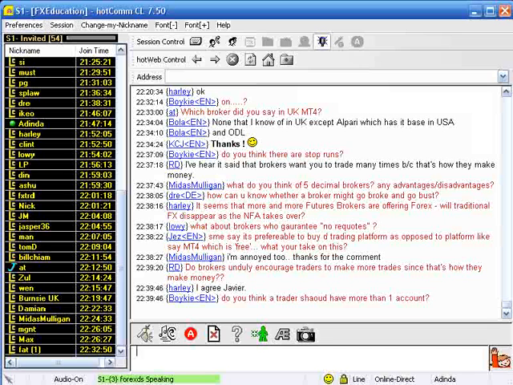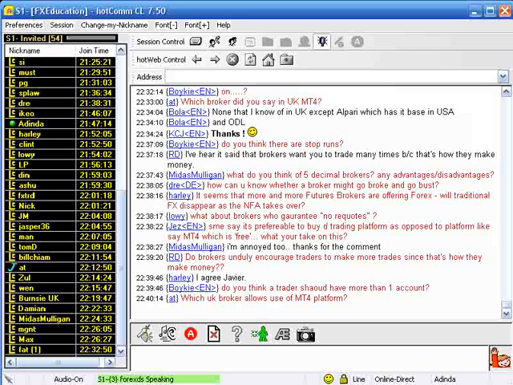What about brokers who guarantee no recourse? Anybody who guarantees anything, you should try to understand exactly how they do that and put them to the test. And again, do what I described: demo first, mini account first. Don't put money on that guarantee unless you do it gradually.